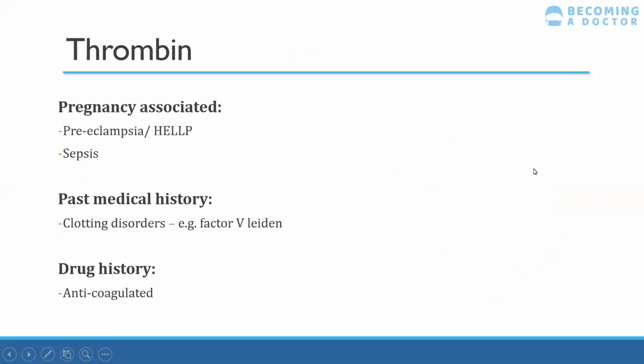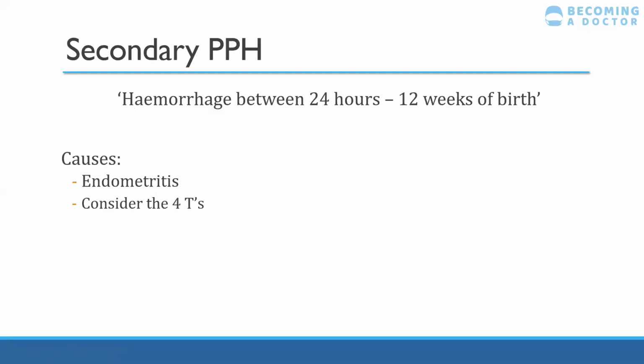Preeclampsia and HELLP syndrome, the mechanism's not clear, but it's thought that maybe high blood pressure and the blood vessels don't constrict properly. And then in things like HELLP, you've obviously got thrombocytopenia, deranged liver function, which might affect your clotting. Sepsis, for example, you can get DIC, that's going to make you more likely to bleed. Past medical history, so any clotting disorders the mum has, or if she's anticoagulating for any other reason, she's obviously at high risk.